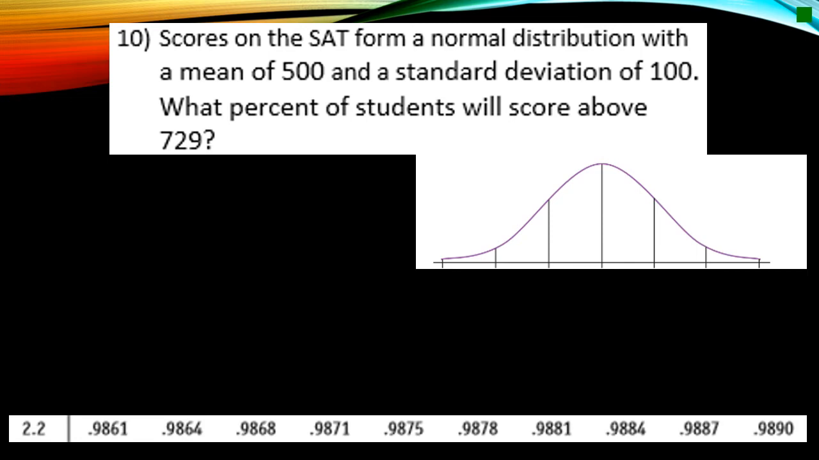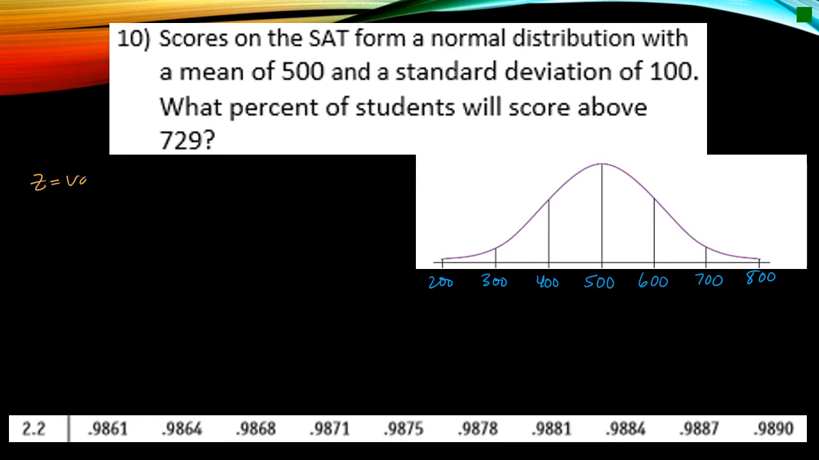Scores on the SAT form a normal distribution with a mean of 500 and a standard deviation of 100. What percent of students will score above 729? So at first glance, this looks like a normal curve problem, but if you label your normal curve with 500 in the middle and then a standard deviation of 100, you'll notice that 729 is not on your normal curve. So when this happens, this turns into a z-score problem.